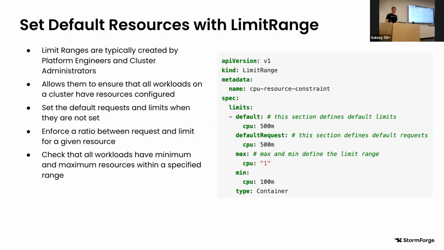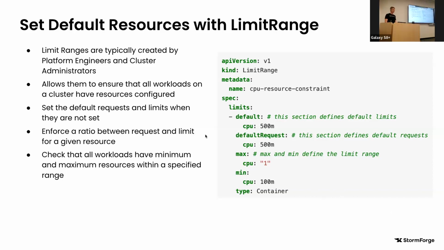And it also provides the ability to set minimums and maximums. So you can also say, okay, for containers in this namespace, people can pick their own requests and limits, and they don't have to take my defaults. But if they do pick them, they have to be between, in this case, 100 millicores and 1. So you can set defaults, you can force people to actually always have resources set, and you can put constraints on them.